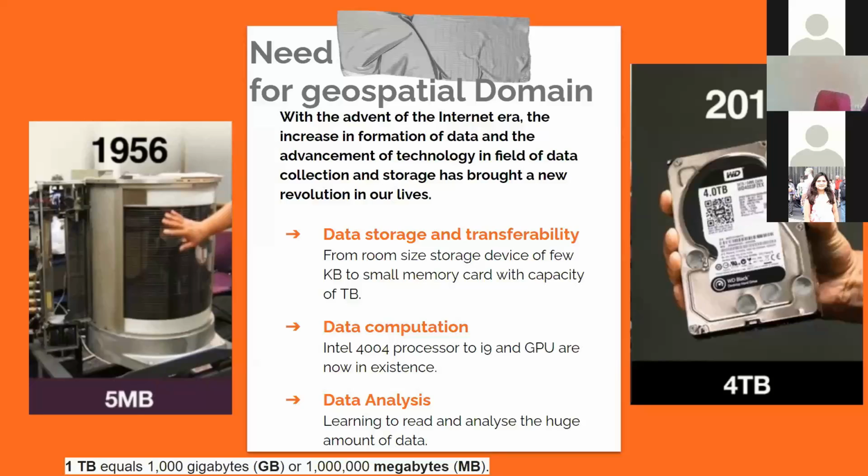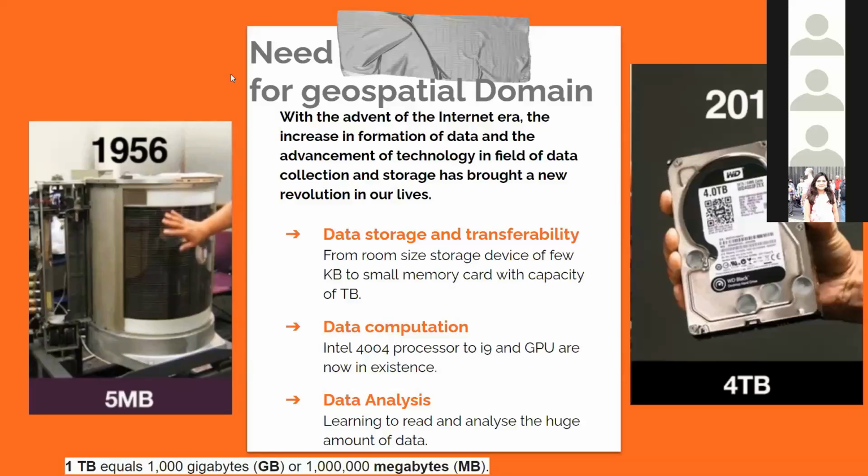Now, data computation. Intel 4004 processor to i9 and GPU are now in existence. Earlier Intel started from the 4004 processor and now it has gone to the i9 generation, and now even graphical processing units are coming into existence. Third is data analysis. Learning to read and analyze huge amounts of data is quite required. And we can see here that 1 terabyte equals 1000 gigabytes or 1 lakh megabytes.